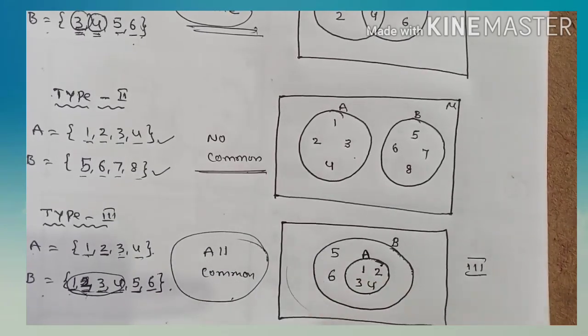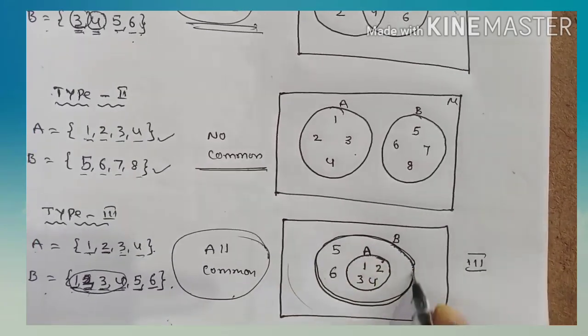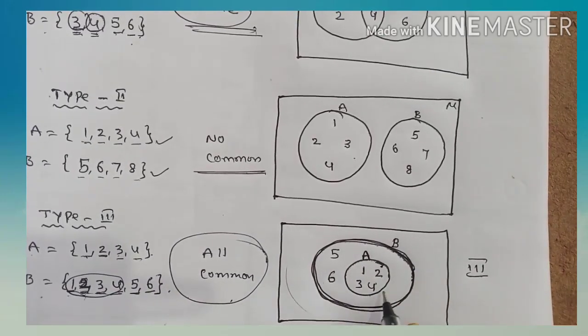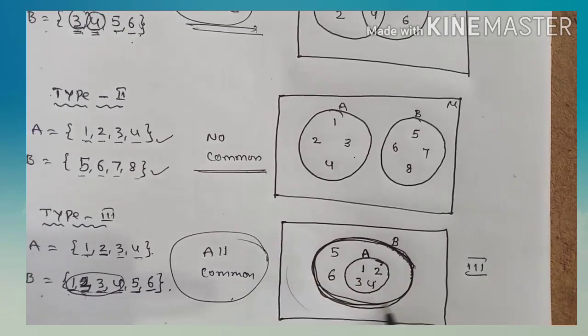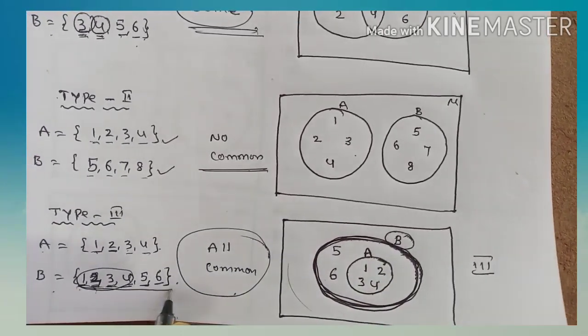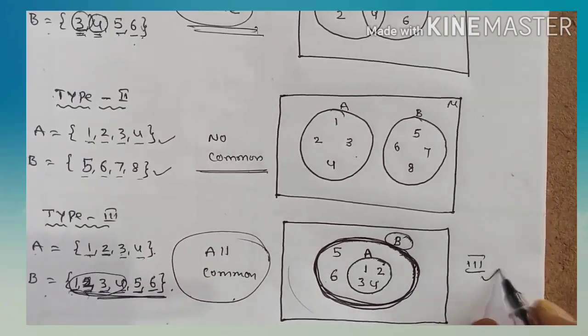In the circle B, what is inside? All the numbers are inside. 1 is inside of B, and 2, 3, 4, 5, 6 are all inside of B. These all are the members of set B. So 1, 2, 3, 4, 5, 6. So that is type 3.